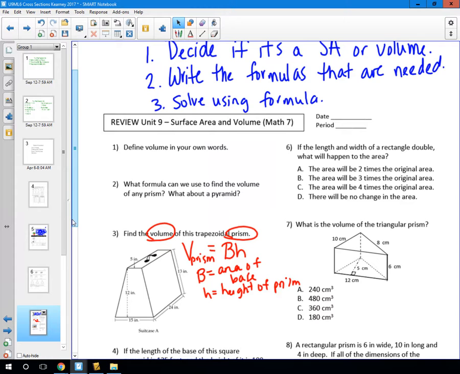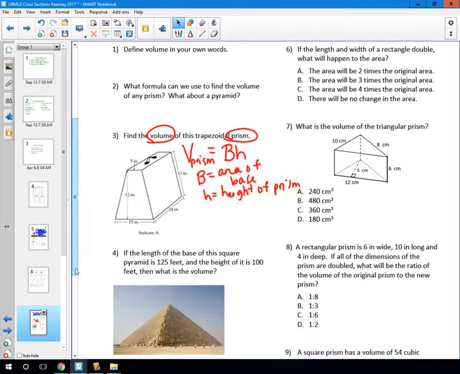So when you look at this figure, what shape is a prism? So what shape is being repeated? I see a trapezoid that's being repeated. So my big B is going to be a trapezoid. So how do you find the area of a trapezoid? So I'm going to do B1, which would be 5, plus my B2 down here at the bottom, which is 15. So base 1 plus base 2 times the height.